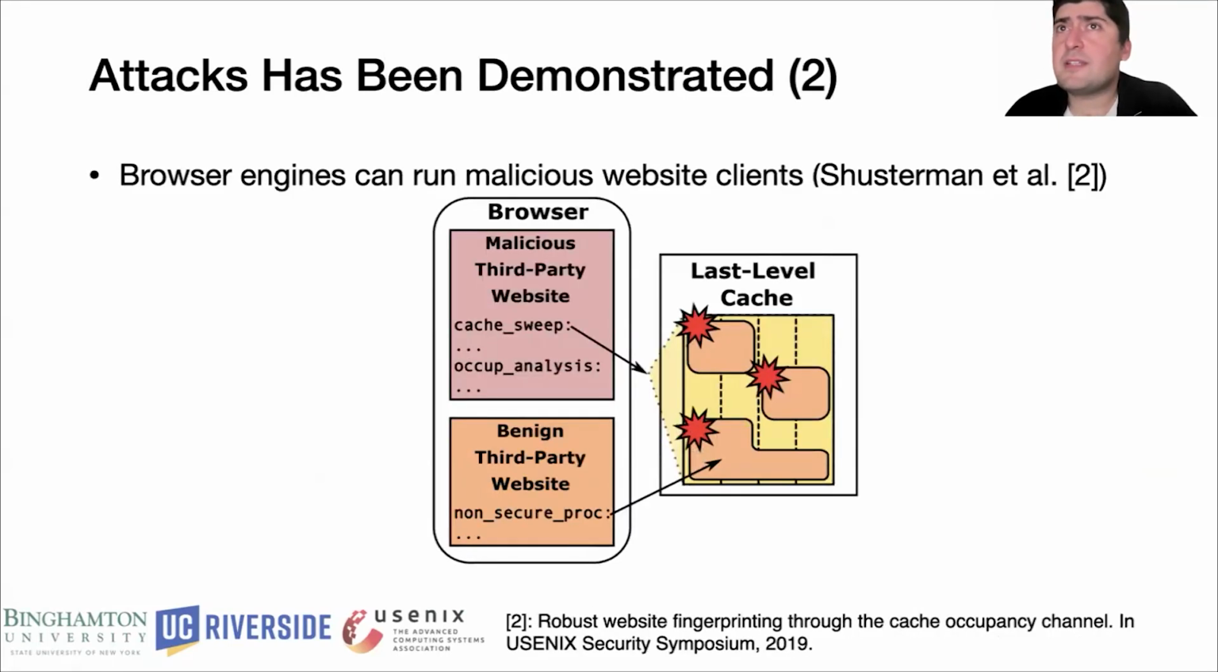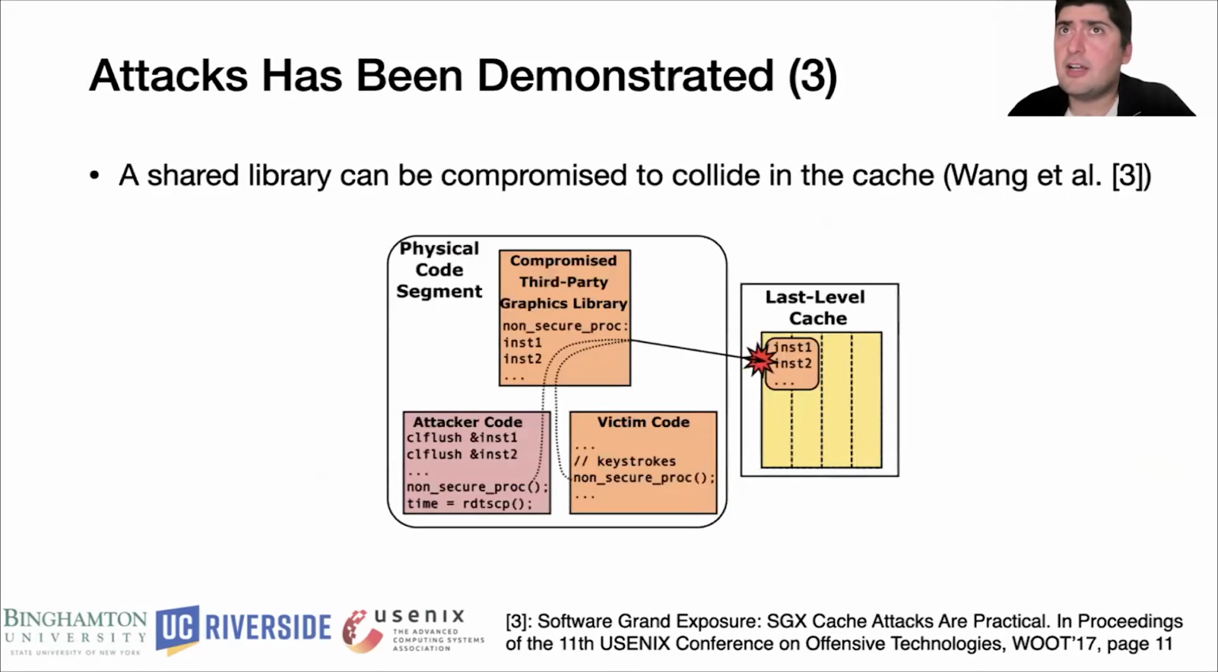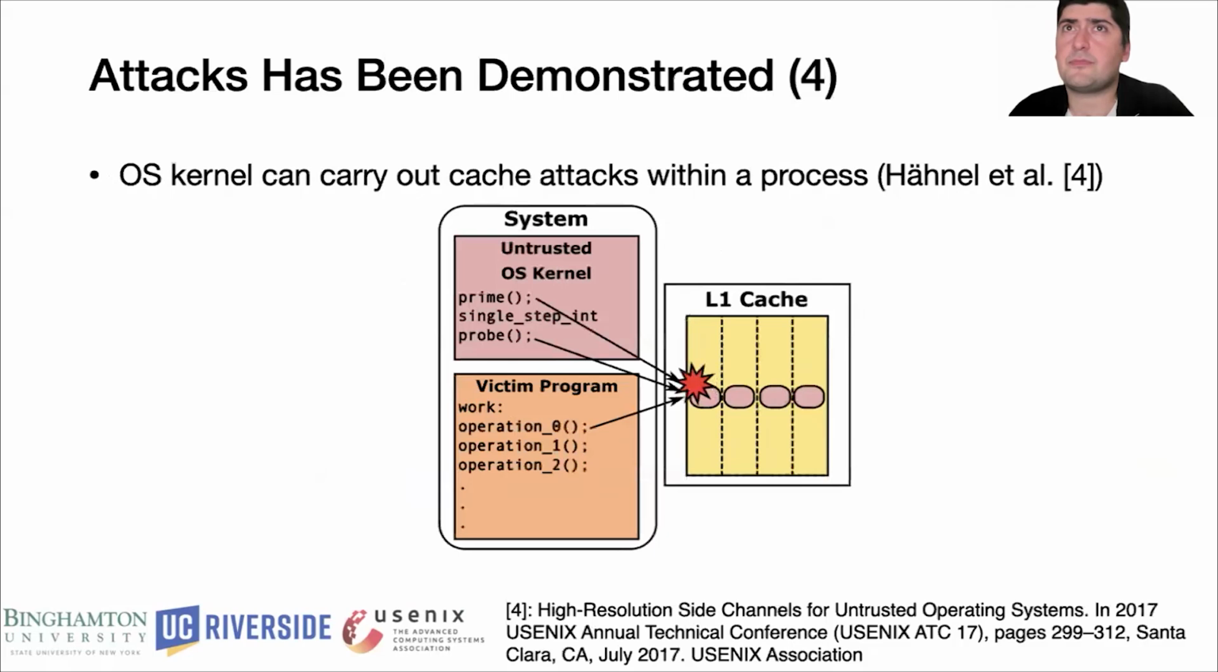Second, different website clients can be executed within the same browser engine process. An attacker client can use this multi-component environment to probe the cache occupancy fingerprint of the victim client. Third, graphics libraries have been shown to leak secrets through separate function calls between an attacker and a victim within the same process. And fourth, an untrusted OS kernel can leak secrets through caches using powerful capabilities like single stepping within the same process.